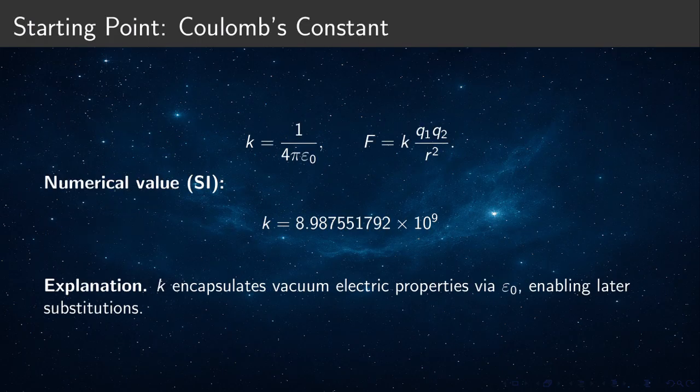Starting point: Coulomb's constant. We begin with Coulomb's constant, k equals 1 over 4 pi epsilon naught. This defines the strength of the electric force between charges. Numerically, k is approximately 8.99 times 10 to the 9th. This constant encapsulates how the vacuum responds to electric fields and will serve as our starting point.